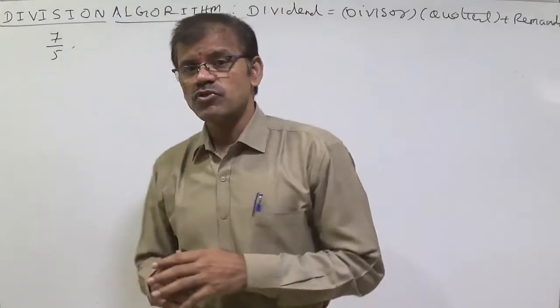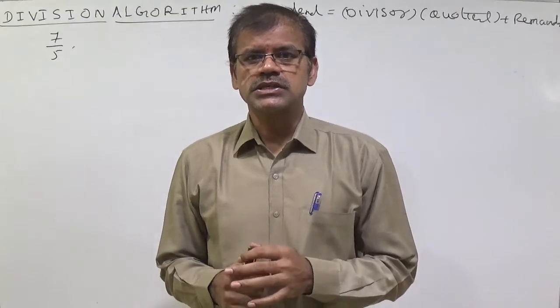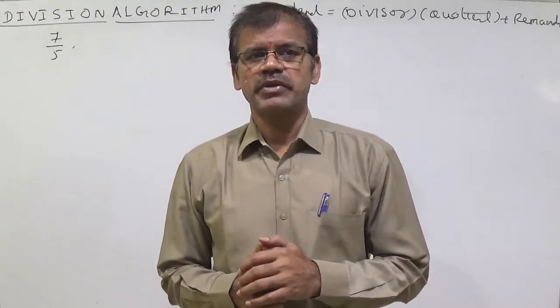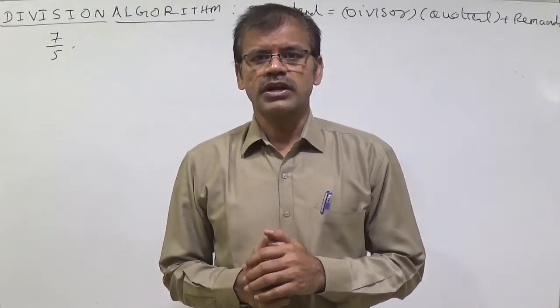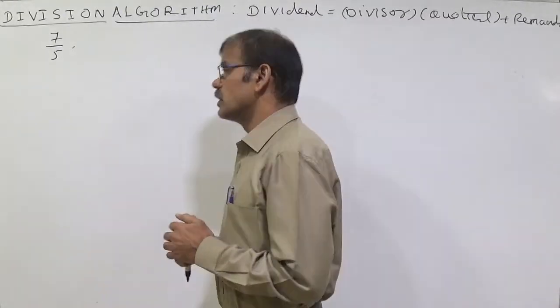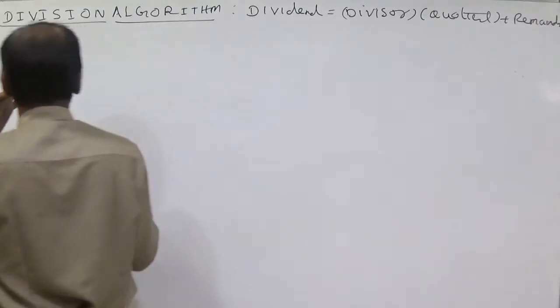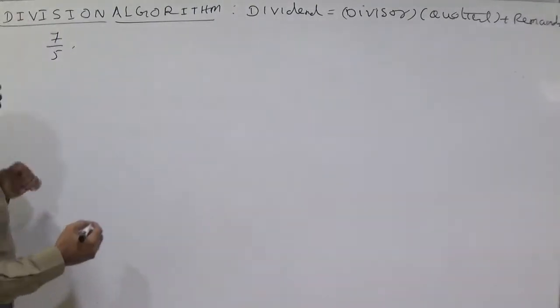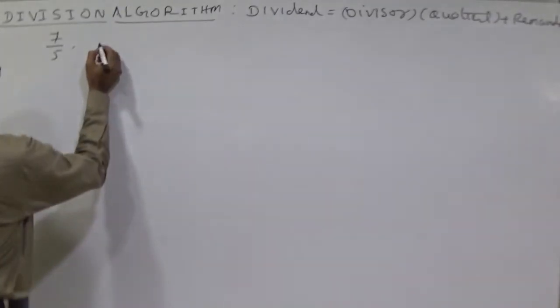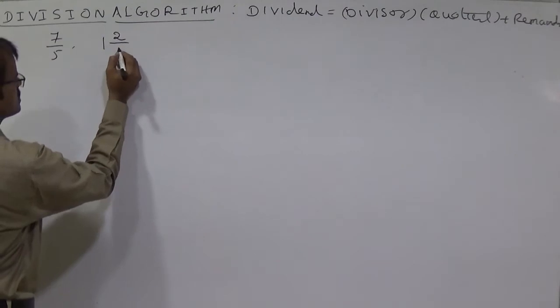This is the 5th type, where the degree of the numerator is equal to the degree of the denominator, or the degree of the numerator is greater than the degree of the denominator. So it means an improper fraction. Let us take 7 by 5. It is called an improper fraction. We can convert the improper fraction into a mixed fraction. This is called a mixed fraction.